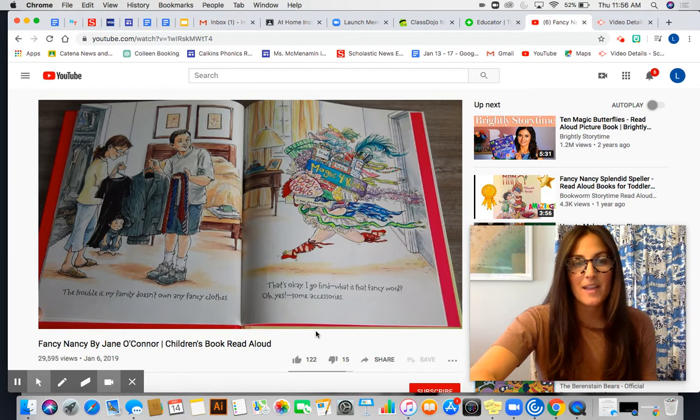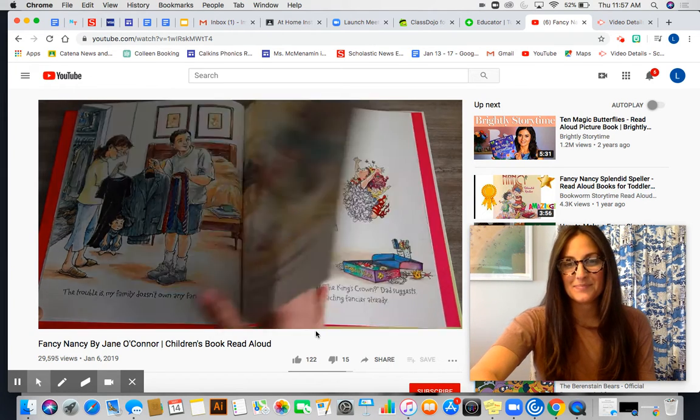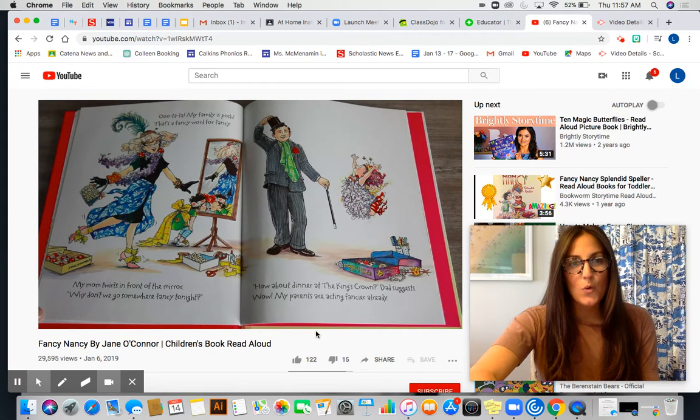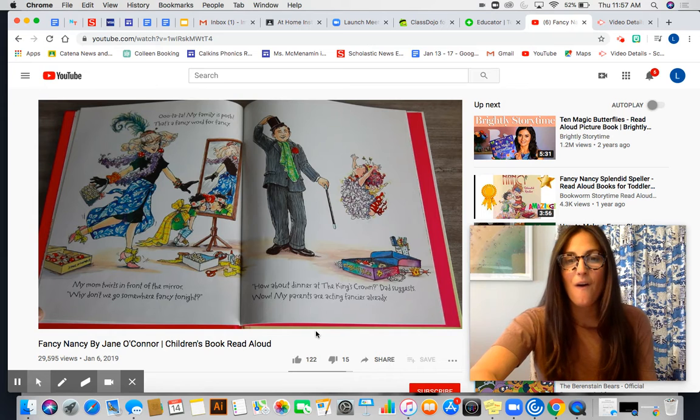The trouble is my family doesn't own any fancy clothes. That's okay. I go find... What is that fancy word? Oh, yes. Some accessories. Ooh la la, my family is posh. That's a fancy word for fancy. My mom twirls in front of the mirror. Why don't we go somewhere fancy tonight? How about dinner at the King's Crown? Dad suggests. Wow, my parents are acting fancier already.